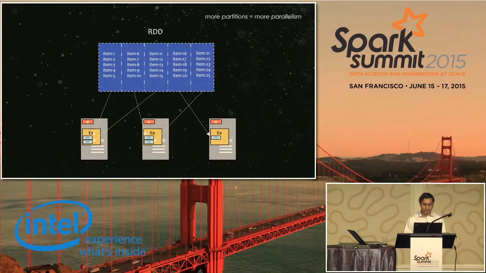If you have a 100-node Hadoop cluster, or Spark cluster, and you have an RDD that's only 20 partitions, and you compute against it, you're not using all of your machines. You're only using 20 machines because you only have 20 partitions.